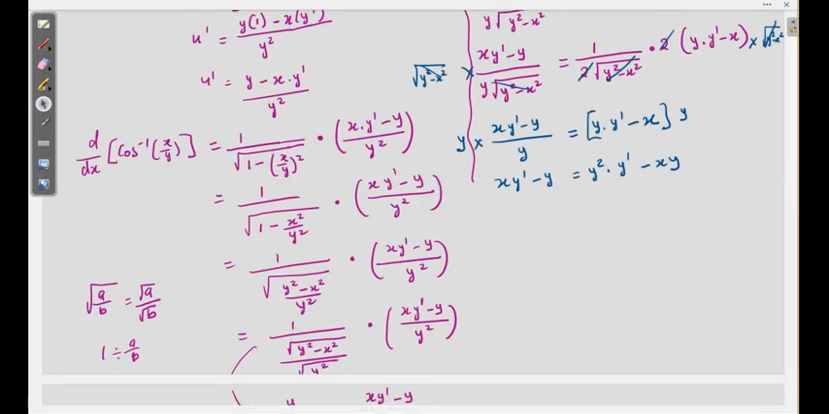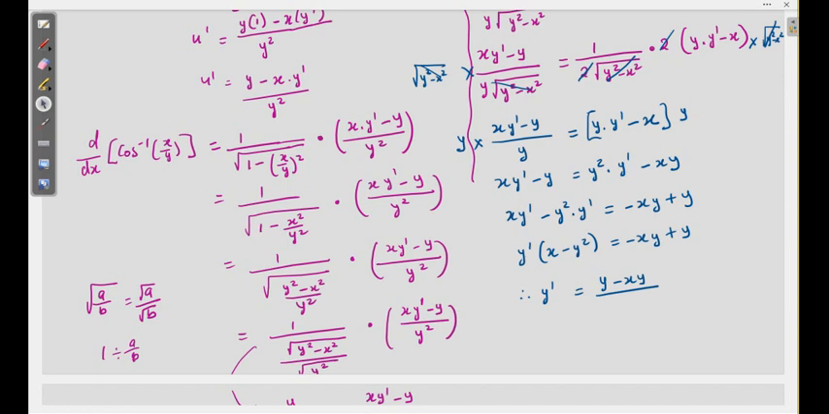Then at this part, collect the like terms. Collect those that have prime to say xy prime minus y squared times y prime is equal to negative xy plus y. Take the y prime as a common factor so that you have x minus y squared, equal to minus xy plus y. Therefore, your final answer should be y minus xy all divided by x minus y squared.